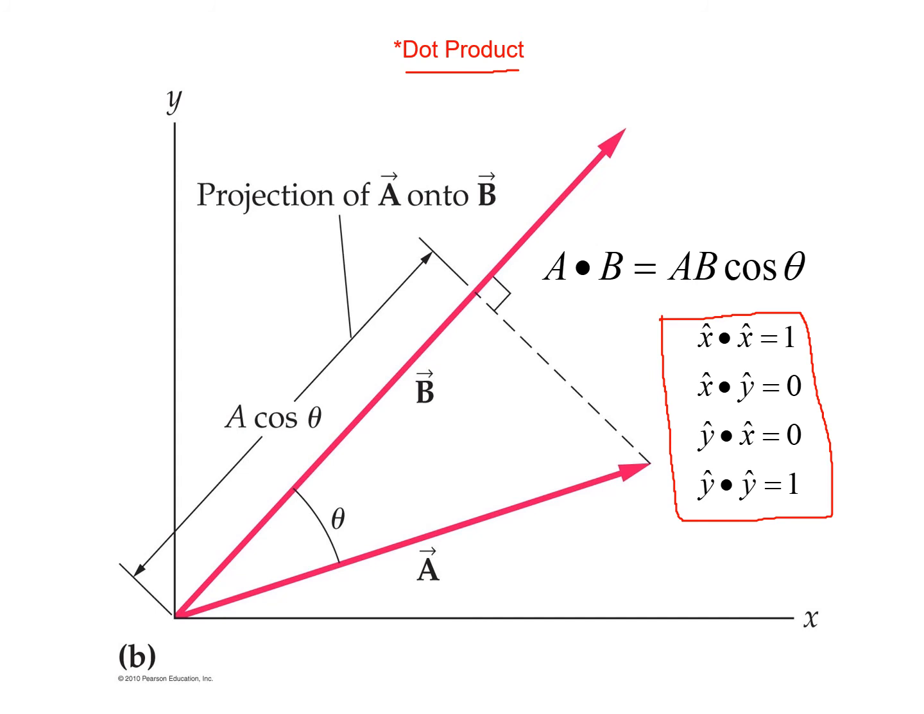If the unit vector x times the unit vector x, then it becomes 1. But x times the unit vector y becomes 0. The same with y times x, it becomes 0. But y times y becomes 1. So we can conclude that if a unit vector multiplies with the same unit vector, you get 1. But if a unit vector multiplies with another unit vector, you get nothing, so that will be 0.